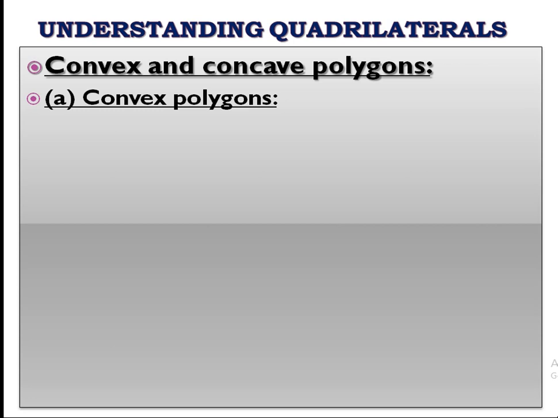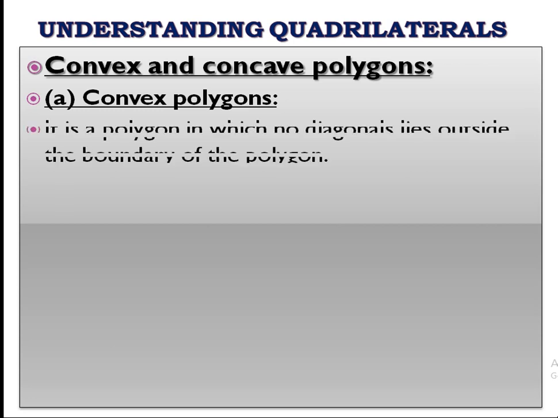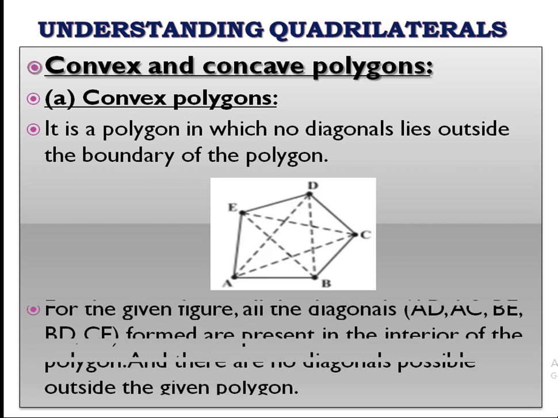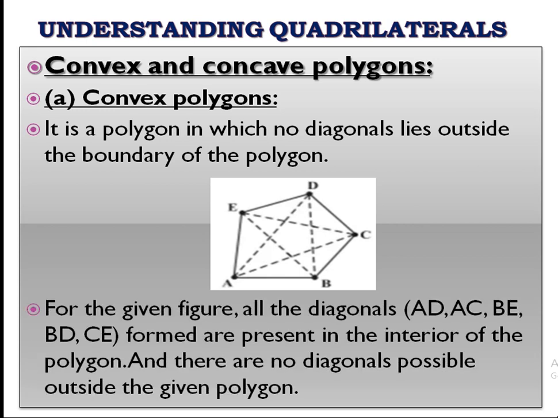Here, convex polygons. What is a convex polygon? It is a polygon in which no diagonal lies outside the boundary of the polygon. Here, see the figure. For the given figure, all the diagonals AD, AC, BE, BD, CE formed are present in the interior of the polygon, and there are no diagonals possible outside the given polygon.